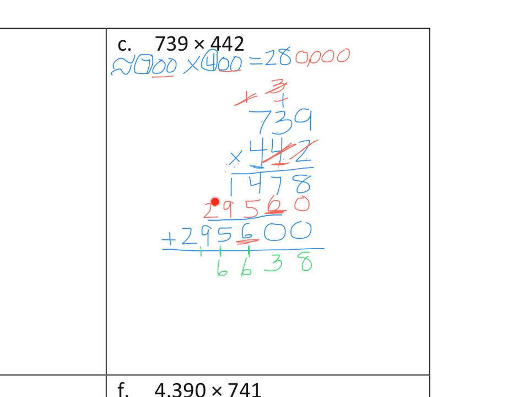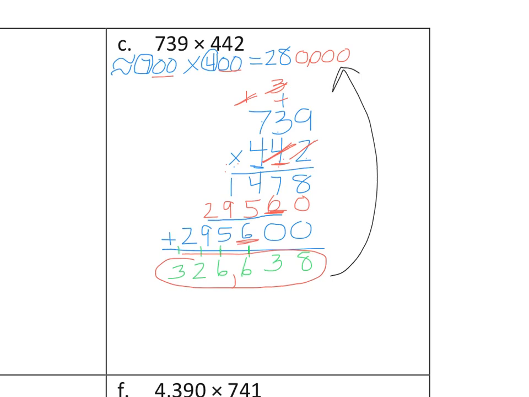And then I'm going to add these 3 numbers. 1 plus 9 is 10, plus 2 is 12. So put down my 2 and then carry my 1. And in the 100,000s, that's going to give me 3. So we're going to then put our comma in between the 2 6s. So our overall final answer is 326,638.